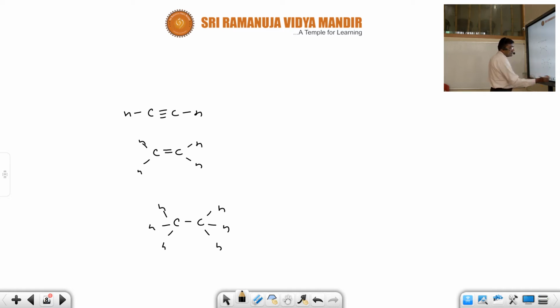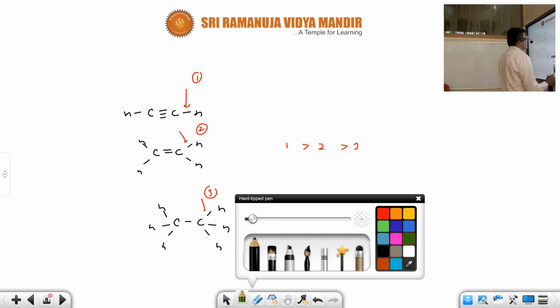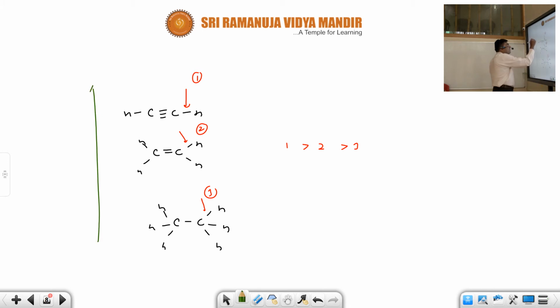Now, if you observe very carefully, students, this bond strength, this bond strength and this bond strength: this is 1, this is 2 and 3. So 1 is greater than 2 is greater than 3, because percentage S character increases as you go up. Why? Because this is SP hybridization, this is SP2 hybridization, and this is SP3 hybridization. These are some of the intricate things which you are expected to know.